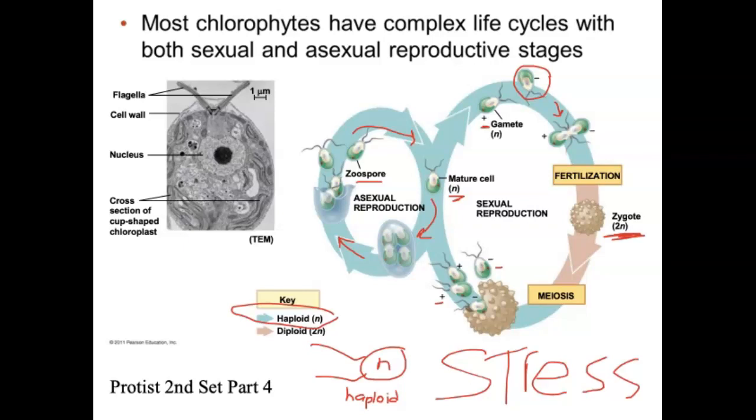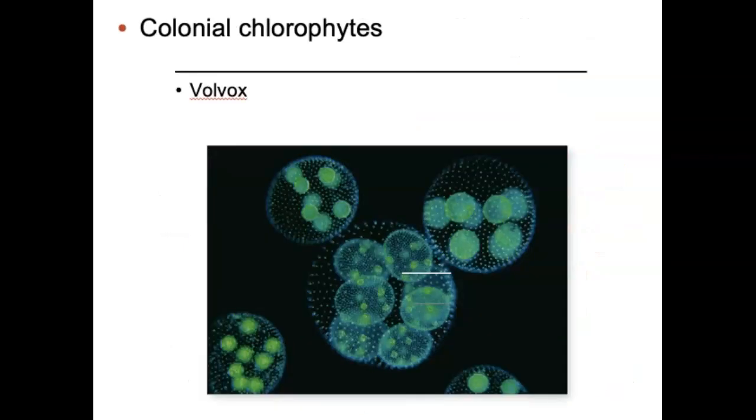Okay, so we're going to talk a bit more about the protists and the chlorophytes here with this fourth part. Remember, we were talking about chlorophytes, what makes them unique, and we talked about single-celled chlorophytes, kind of emphasizing this whole Cladomonas and how it works. Now, here's an example of a colonial chlorophyte.